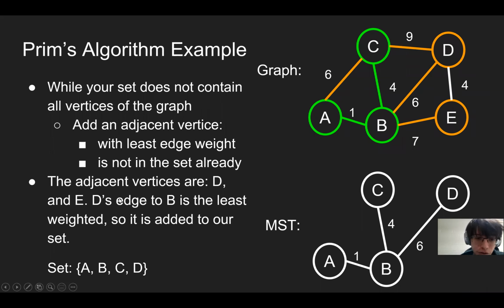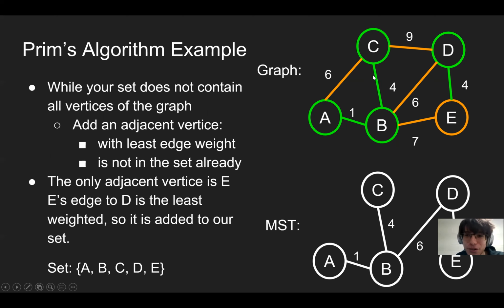So yeah, adjacent vertices are D and E. D's edge to B is the least weighted, so it is added to our set. And the reason why we're choosing this D to E one is that, as we said, it doesn't matter that E is not, or that D wasn't part of our set. We're going to choose it. So yes, the only adjacent vertex is D. E's edge to D is the least weighted, so we add it to our set.